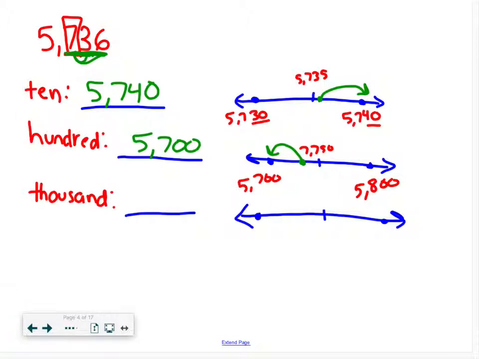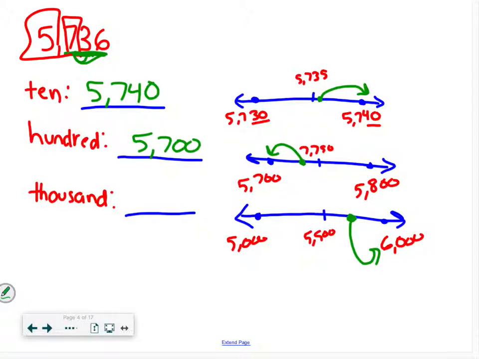Last one is the nearest 1,000. For my thousands place, I have 5,000. So I can either keep it at 5,000, or I can round it up to 6,000. And again, I need to figure out my midway point. Well, between 5,000 and 6,000 is 5,500. Okay, now I'm going to plot this 5,736. Well, that would be up here somewhere. So again, I can visually see that I would round this number up to 6,000.